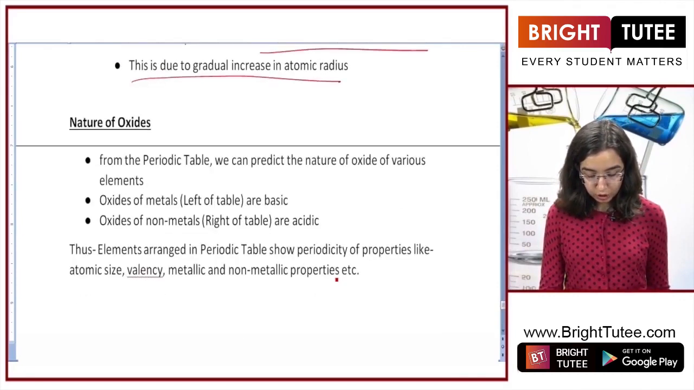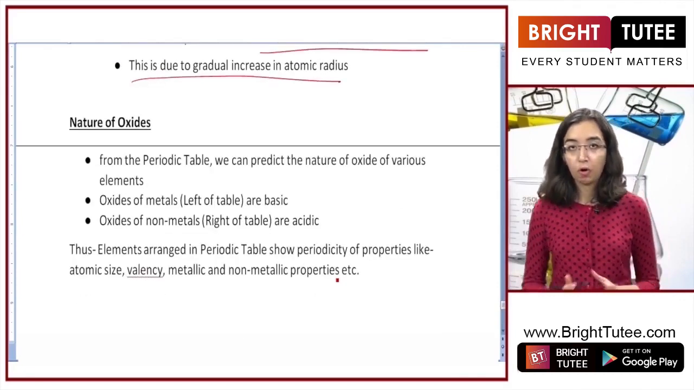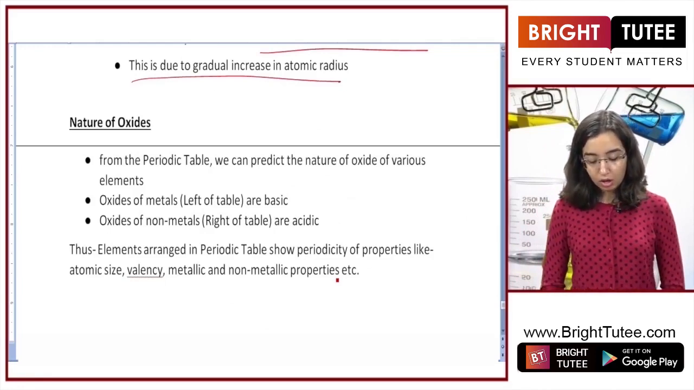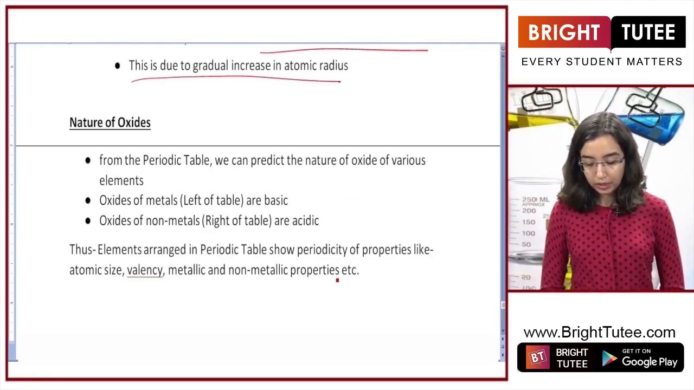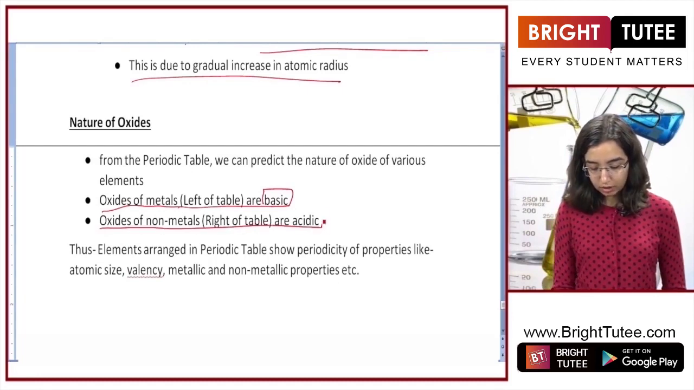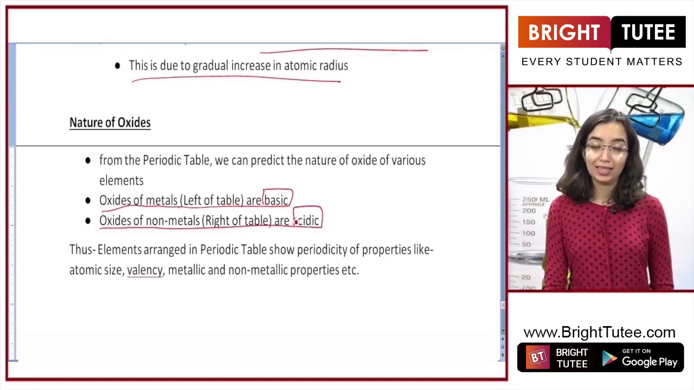Now the last portion talks about the nature of oxides, which can also be studied based on the periodic classification. From the modern periodic table, we can predict the nature of oxides. The oxides of metals, which are on the left side of the table, will be basic in nature, whereas oxides of non-metals, which are on the right side, will be acidic in nature.